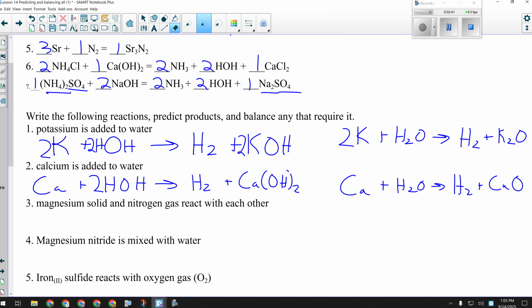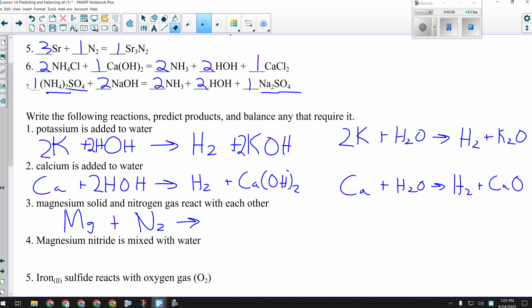We said we were good to go over number 3, right? So I've got magnesium solid. That just means Mg. And nitrogen gas react with each other. Okay. What kind of reaction is that? It's still a synthesis reaction. Yeah, we're getting a lot of those.